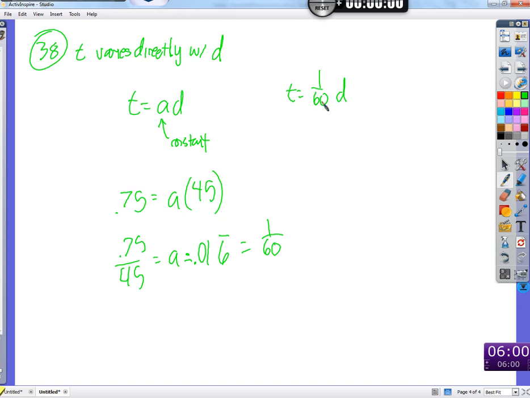So, if we want to find a safe rising time from a depth of 100 feet, what do we do? Multiply 100 by 60? What about 1 over 60? Okay, 1 over 60. 100 over 60, so 10 over 6, 5 thirds. 5 thirds of a minute.